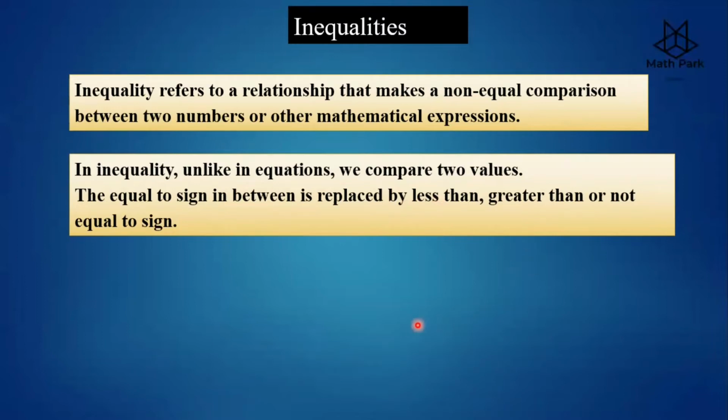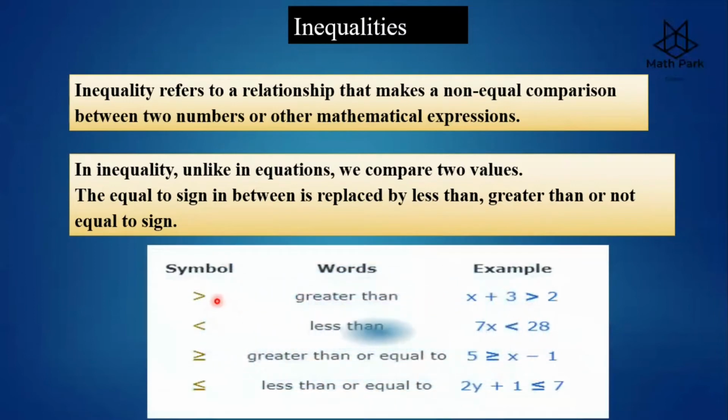So when you have this type of symbols over here, if it is greater than, we read it as: x plus 3 is greater than 2, 7x is less than 28, 5 is greater than or equal to x minus 1, 2y plus 1 is less than or equal to 7. So these are the symbols that we are going to use.